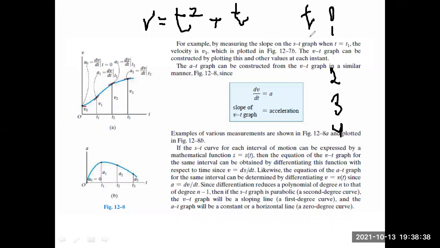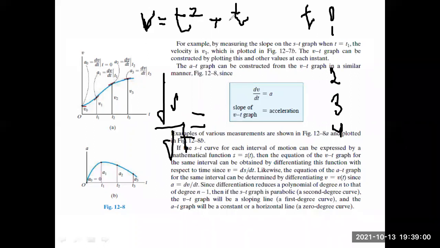So can we plot the acceleration for t when t is equal to 0, and when t is equal to 1, and when t is equal to 2 or 3 or 4? Yes. How? We differentiate dv by dt. Okay? So what is dv by dt for this equation?